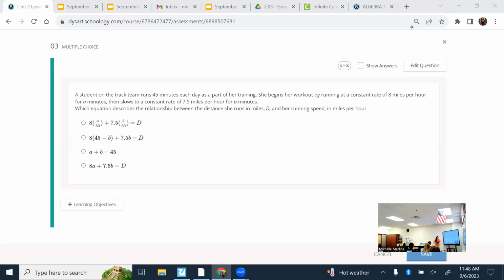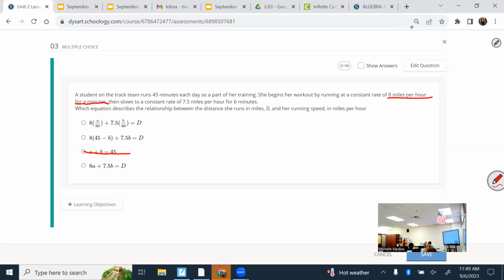Okay, so you can already eliminate this one because we're not trying to figure out how many minutes she spent doing what. We want to know her distance in miles, which the rest of them are equal to D. So to figure out her distance in miles, see the other numbers that are a part of it. So 45 doesn't really seem relevant for figuring out her distance. We need to know what part she did what for. So she begins her workout by running at a constant rate of 8 miles per hour for A minutes.